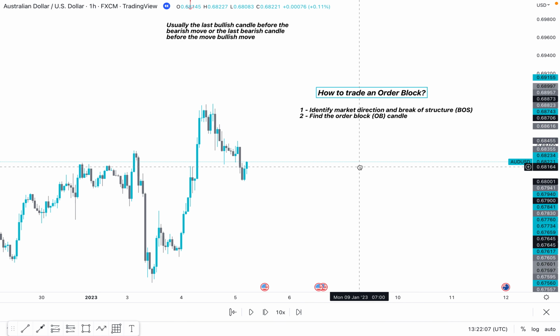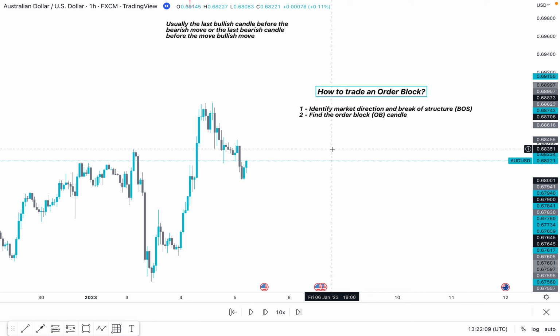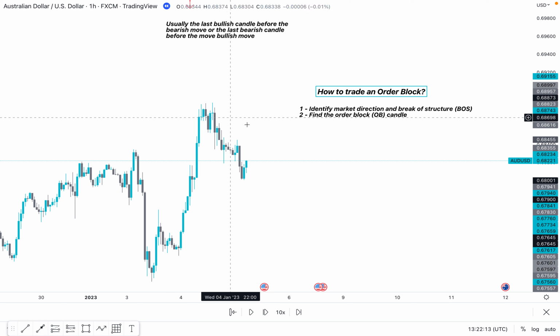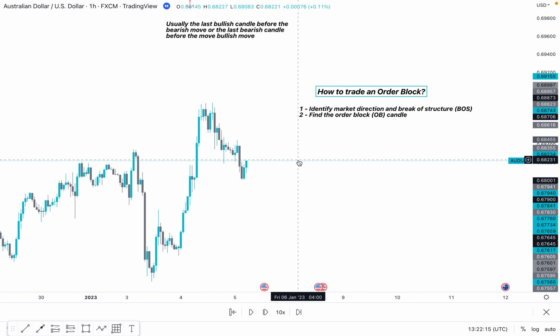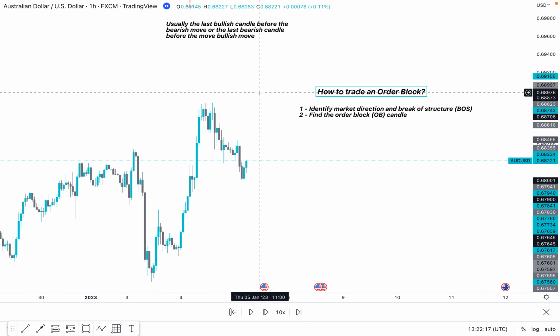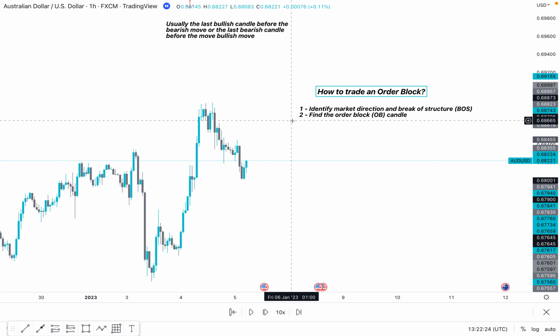So now that we know that it is usually the previous candle before the big move in the market, we need to keep that in mind whilst looking at this example. So now that we know what an order block is and how we can quickly identify one, we need to know how we can trade an order block. So I usually use this really simple two-step process to identify and trade order blocks.